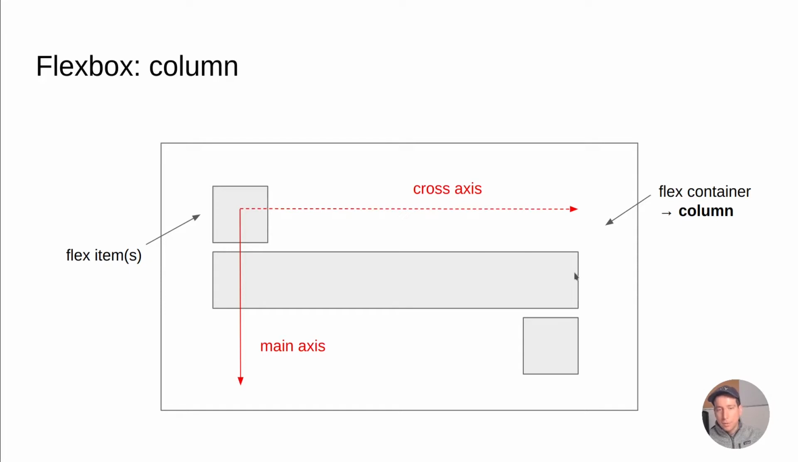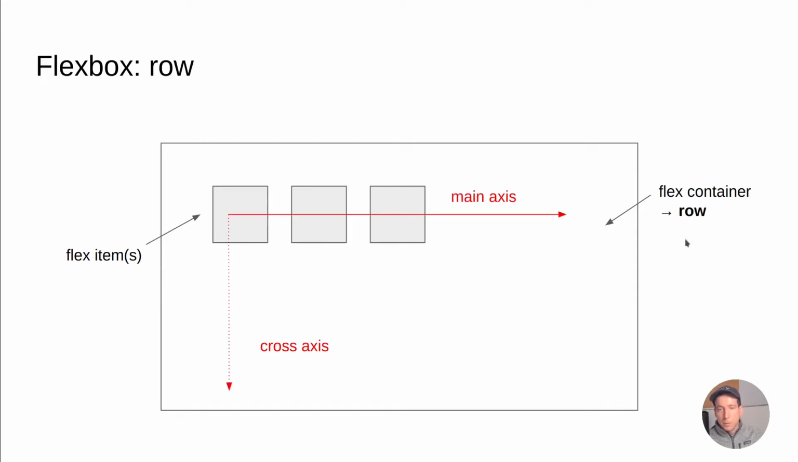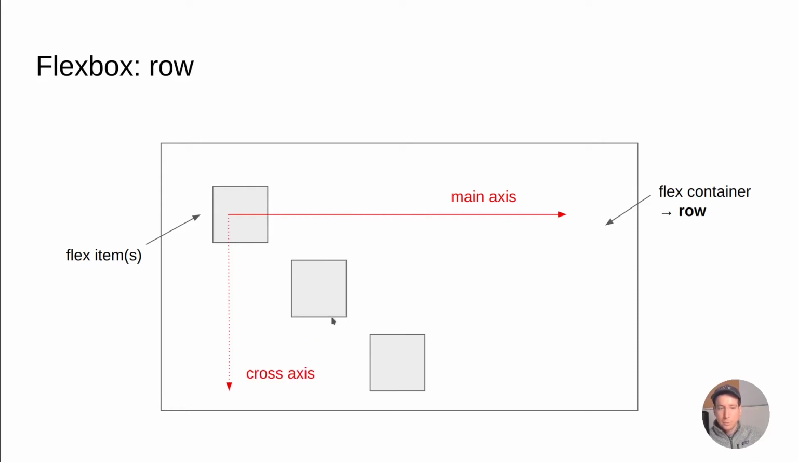Everything that I've just shown you also works with a row. So in that case, if I have a row layout applied to my flex container, the main axis is horizontal. So the flex items, as they always align along the main axis, are placed next to each other. But again, I have this cross axis. This time the cross axis is vertical because the main axis is horizontal. And here it's also possible to align the flex items not only along the main axis, but also along the cross axis, just like that.